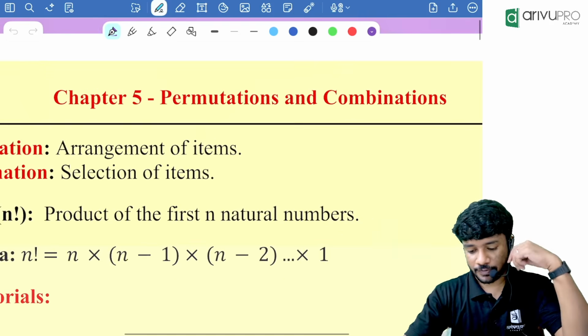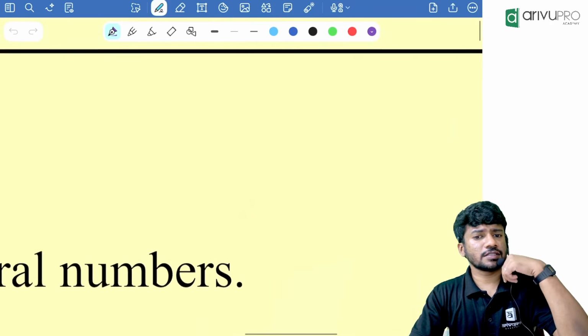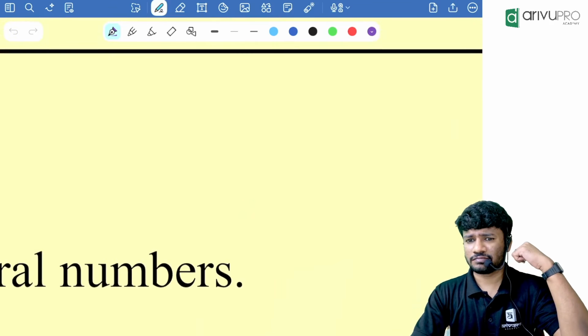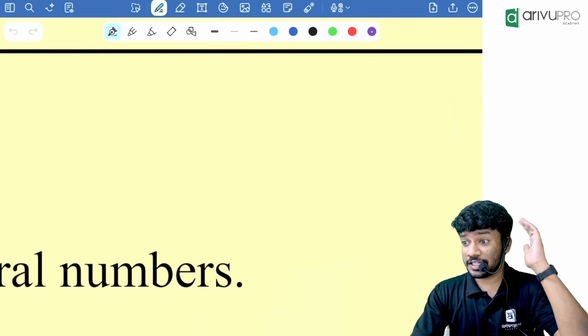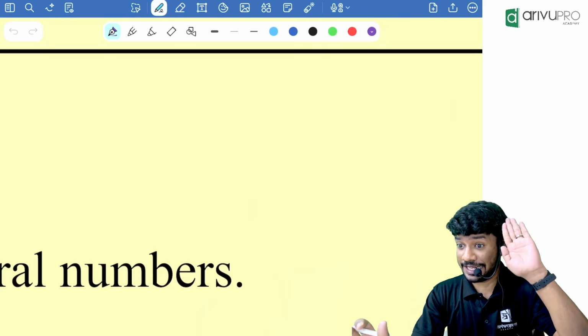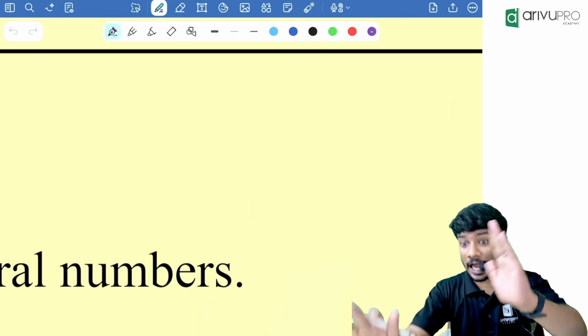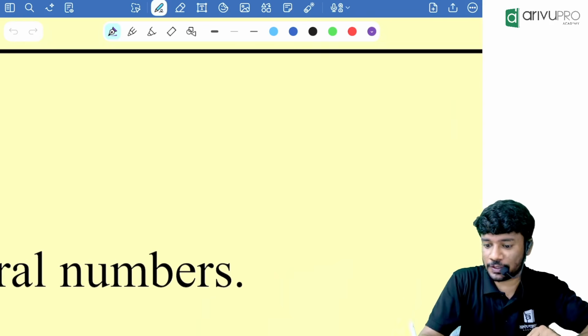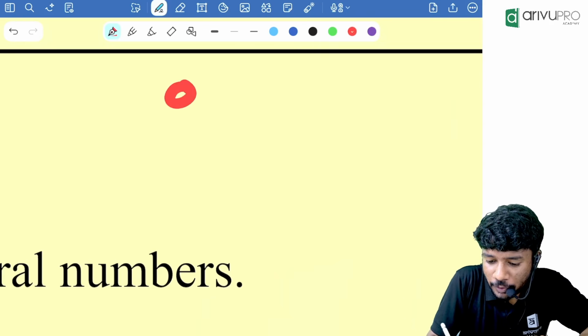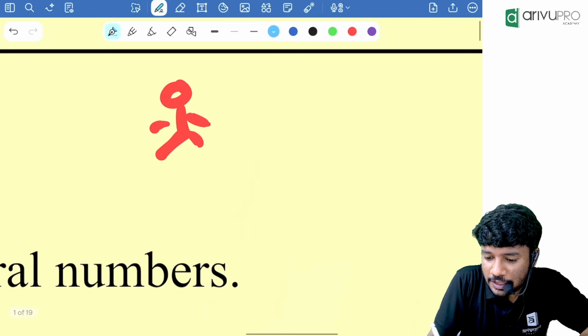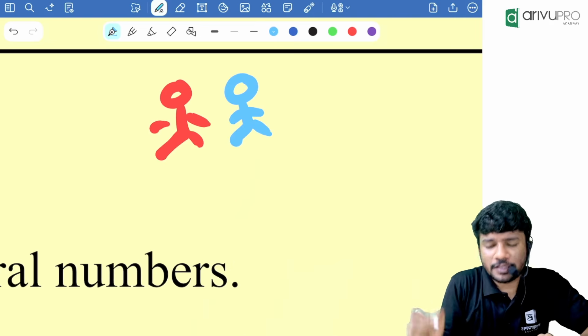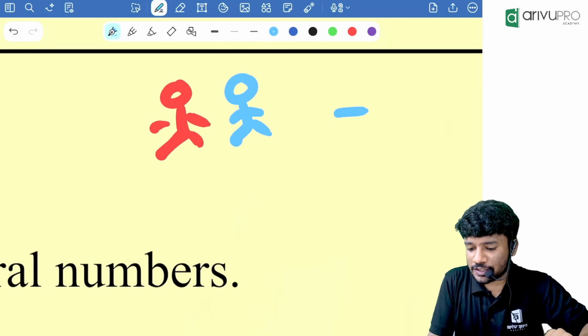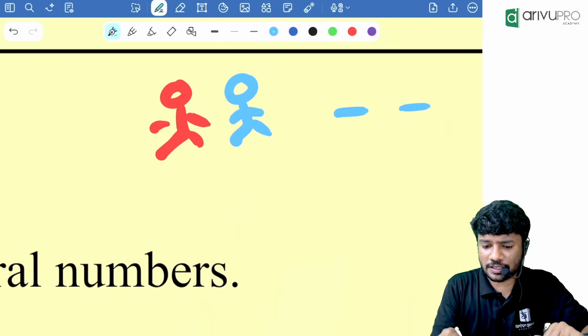Now people, where are we using this? Any idea? Day-to-day application, anything is there? Seating arrangement. Yes, that is a day-to-day application. I'll tell you how it becomes a day-to-day application. For example, our red boy is there. Then our blue boy is there. Two people are there. So there are two vacant seats, correct? Two vacant seats are there.